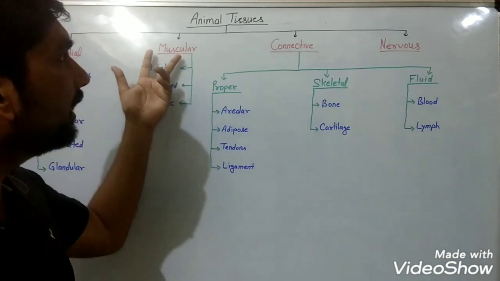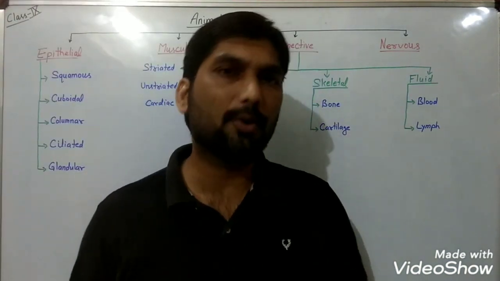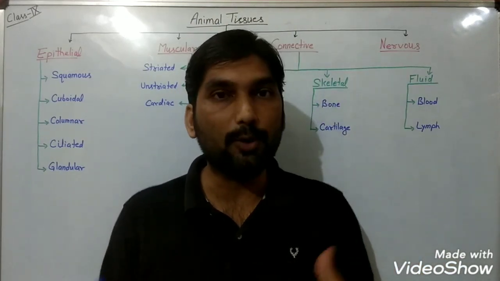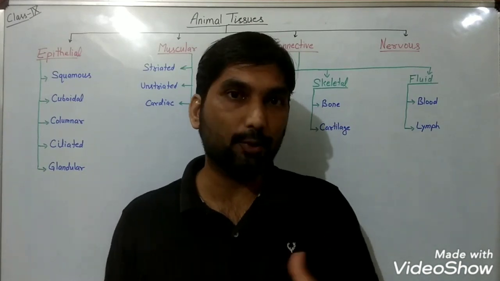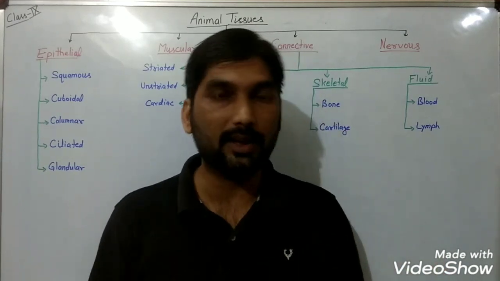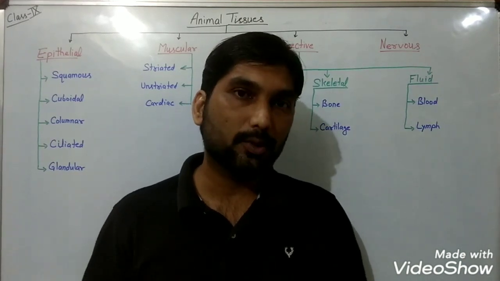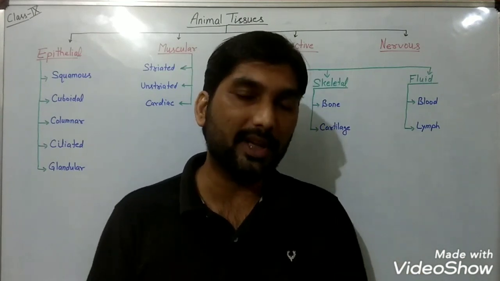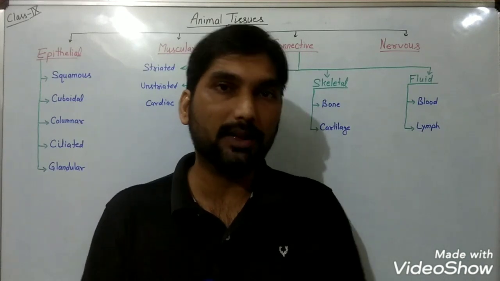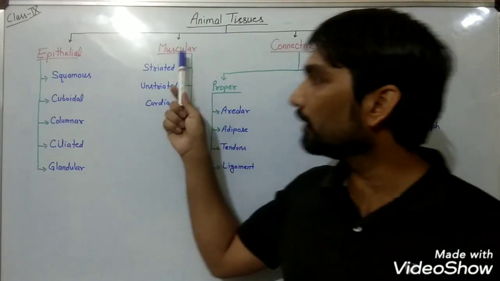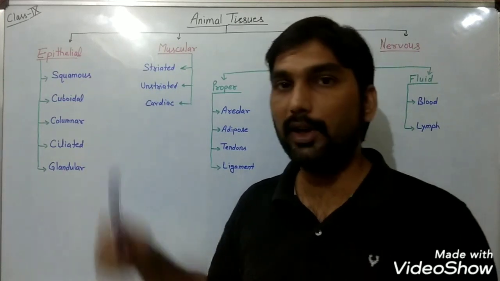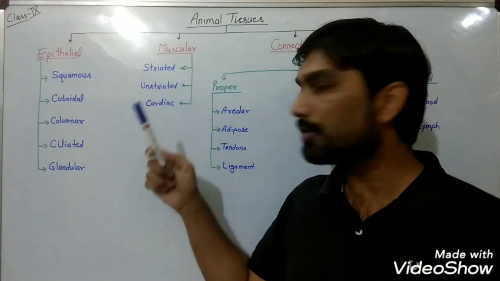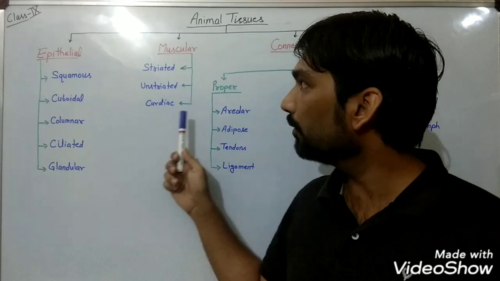Then when we talk about muscular tissue, perhaps you know the difference between animals and plants: animals are capable of locomotion, which means they can move from one place to another, and they can also move their body parts. Muscles and bones provide animals the ability to move their body parts, and that's why animals have muscular tissue. The muscular tissue is of three types: striated, unstriated and cardiac muscular tissue.